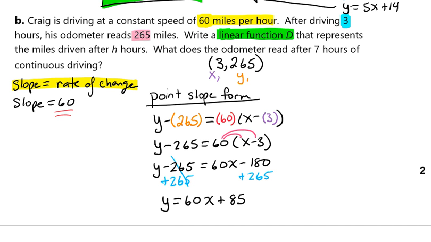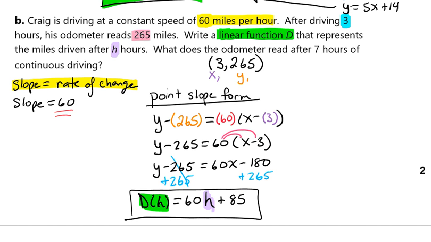So now we've got our function. We want to make sure we write it the right way. And look at what it's asking us to use. It's asking us to use h instead of x. So we're going to take out our x and put in the h. Remember, because it asked us to do that. And it also asked us not to call it y. It wanted us to call it d for distance. So d of h for hours, right? So d of h equals 60h plus 85. And so this is our equation. That's our linear function.